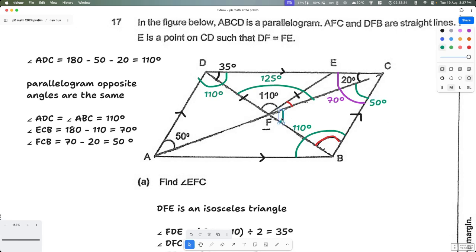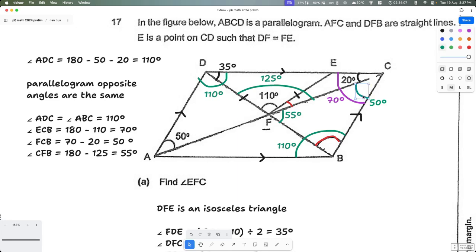Now we want to get this one as well. It's basically just 125 minus the straight line now. So angle CFB is equal to 180 minus 125. And this will give you 55 degrees. So this will be 55 degrees. There you go.